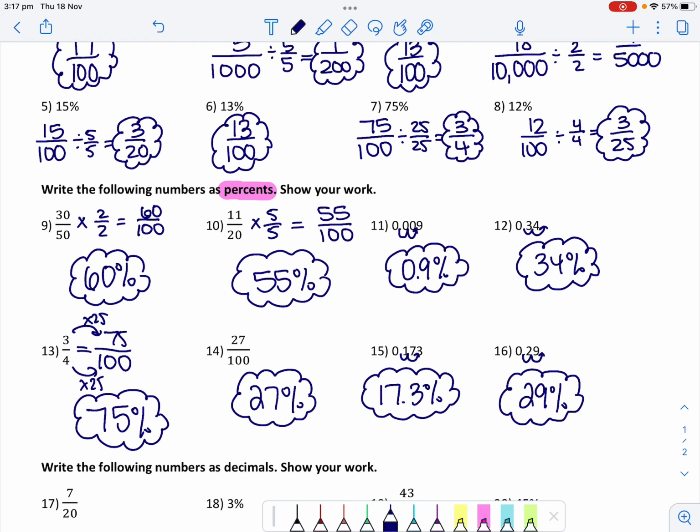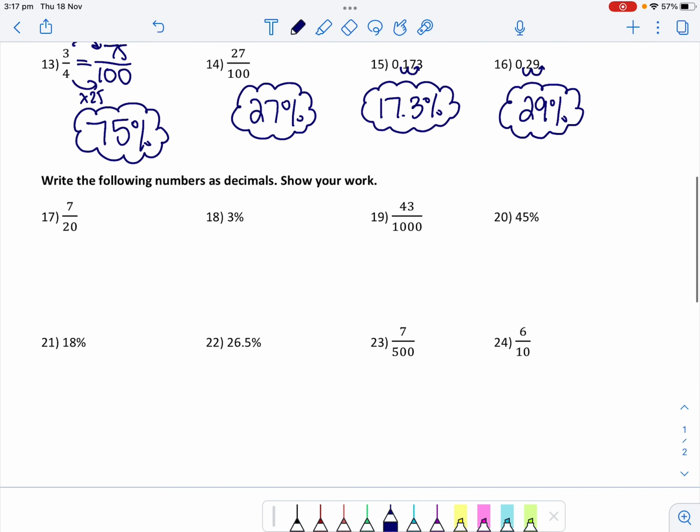So this was percents. Now we're going to write them as decimals. So for 7 over 20, the first thing I'm going to do is multiply by 5 because I want to get the bottom to be 100, so 35 over 100. 100 is 2 decimal places, so it's 0.35.